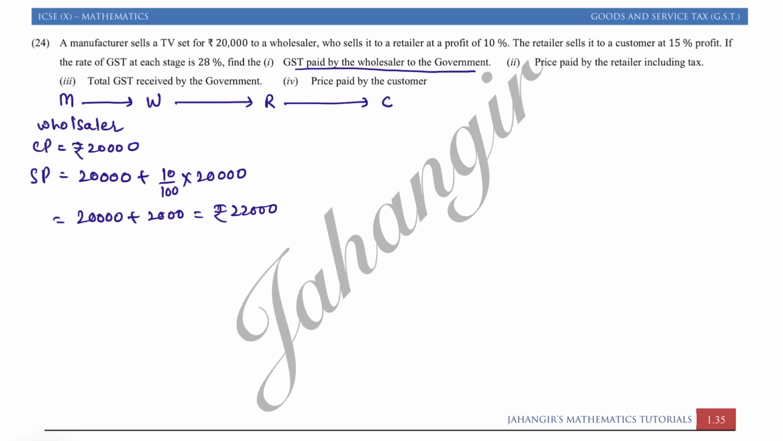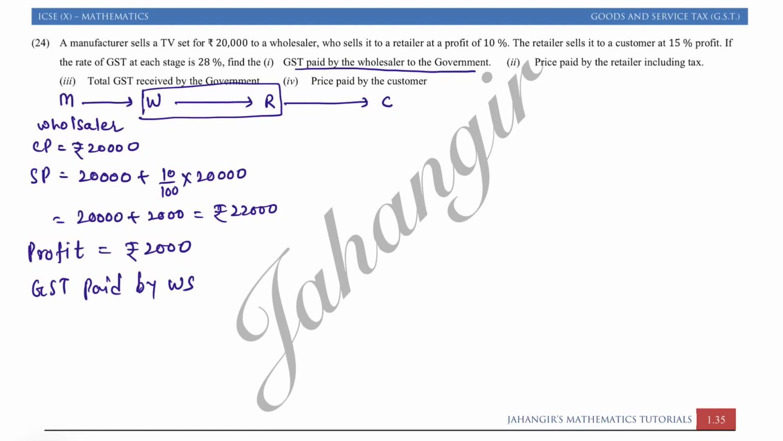Now GST paid by the wholesaler to the government. So obviously wholesaler is a middleman. These two are middlemen, wholesaler and retailer. So they will pay tax on their profit. The profit for the wholesaler is 2,000 rupees. So GST paid by wholesaler to the government is 28% of 2,000. 28% of 2,000 is rupees 560.